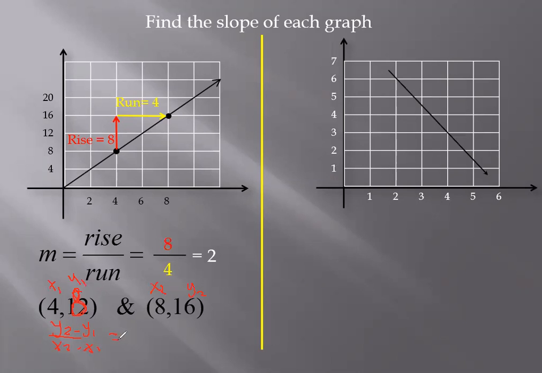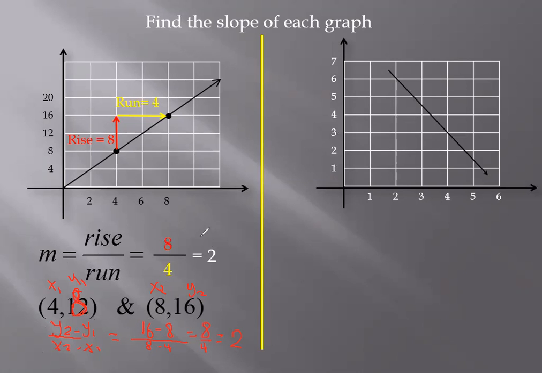Then we start to replace. It would be y2 minus y1, so 16 minus 8 over 8 minus 4. When you simplify, it will be 8 over 4, so the answer is equal to 2. In both methods, by the end, you get the same answer, whether you calculate the slope by using rise over run or by using the rule.